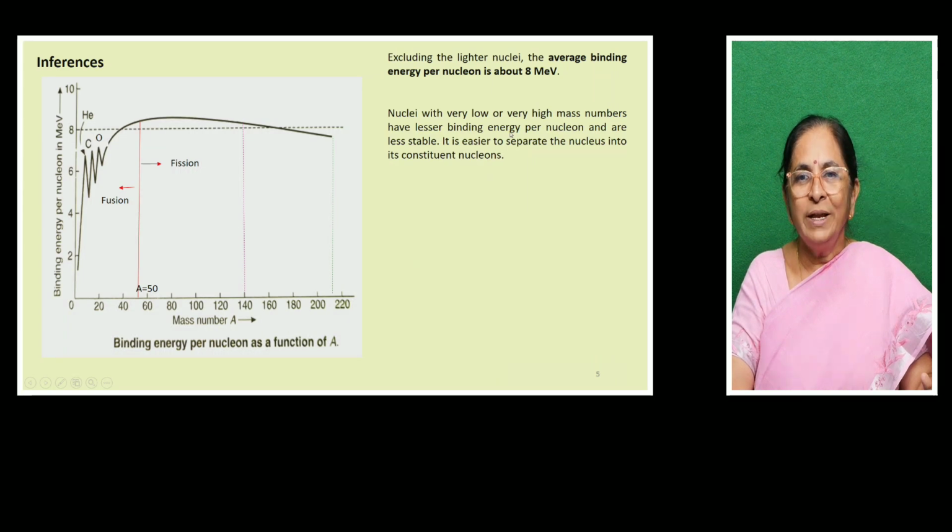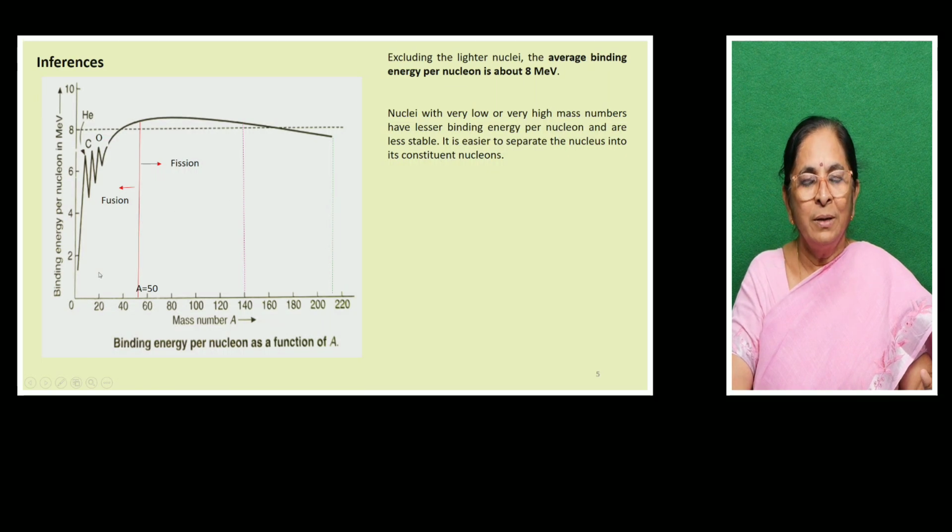Then, nuclei with very low or very high mass numbers have lesser binding energy. If you see here, the binding energy is only this much, and here this much only. So elements with a low mass number, or elements with a very high mass number, again have binding energy decreased from 8. Such nuclei have lesser binding energy per nucleon and are less stable.